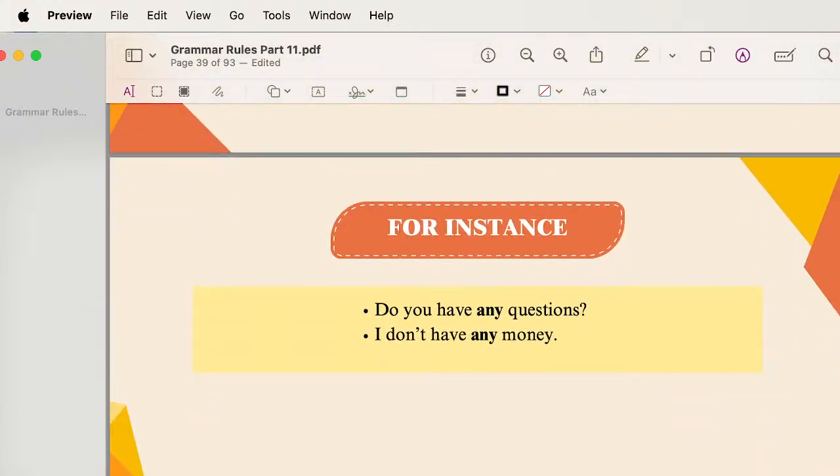No, I don't have any. I don't have any money. So any money means मेरे पास कुछ भी पैसा नहीं है. So this is a very negative sentence that you don't have money.